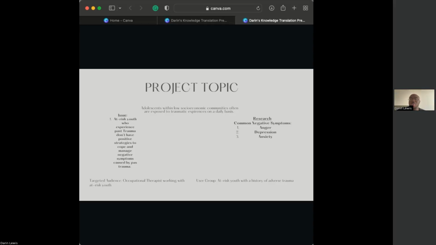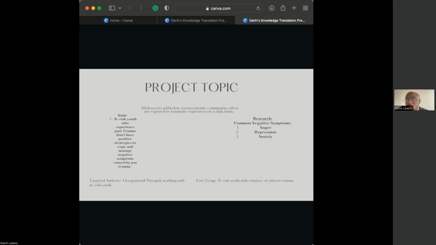The user group for this project is at-risk youth who have had previous history of adverse traumatic experiences. The issue for this user group is that at-risk youth who experience such trauma have difficulty coping and managing negative symptoms caused by the traumatic event.